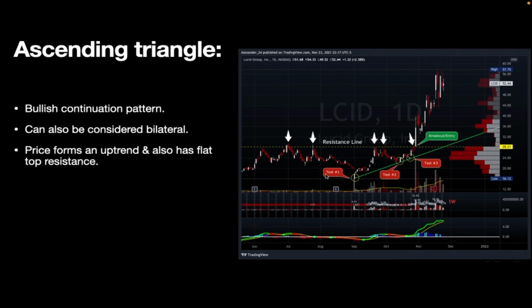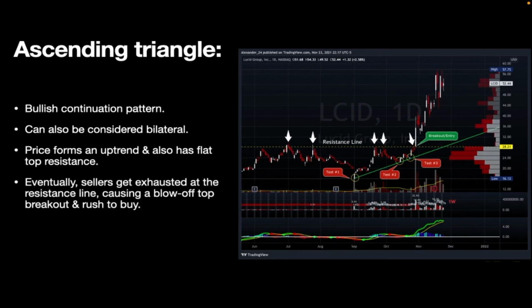So an ascending triangle, price is making an uptrend, right? We have our 1 test, 2 tests, 3 tests. And we also have flat top resistance. So eventually sellers get exhausted at the resistance line, causing a blow off top breakout and a rush to buy. And as you can see on this first breakout candle, insane volume, total rush to buy, FOMO starts kicking in, and you can see that this setup was beautiful.